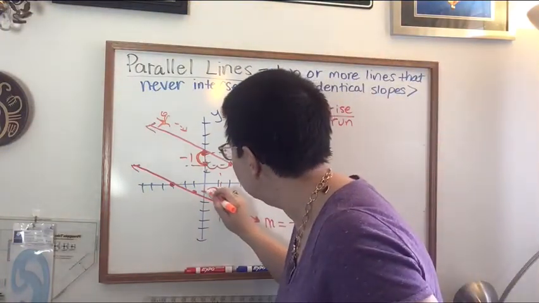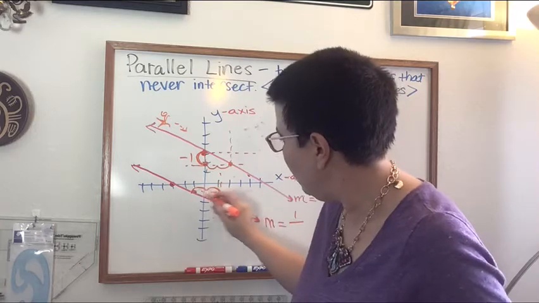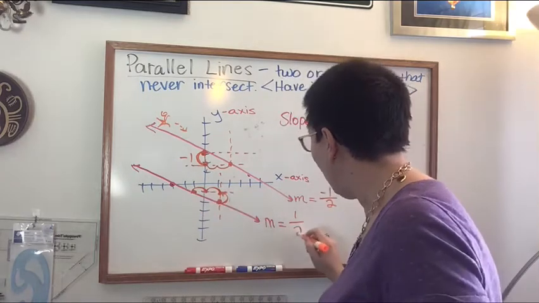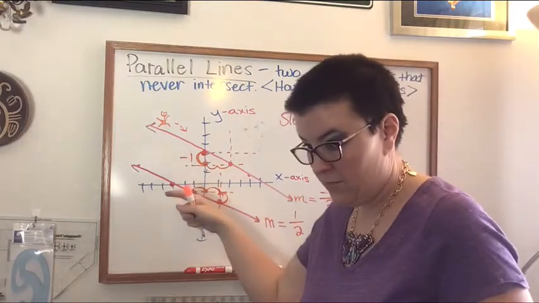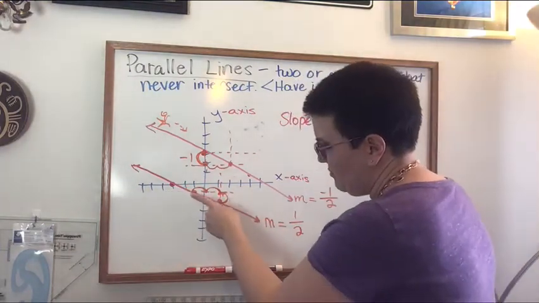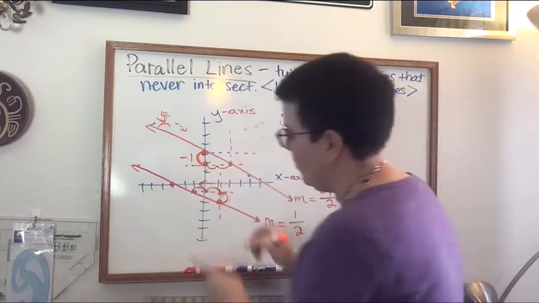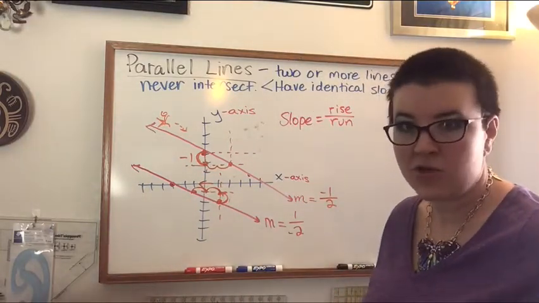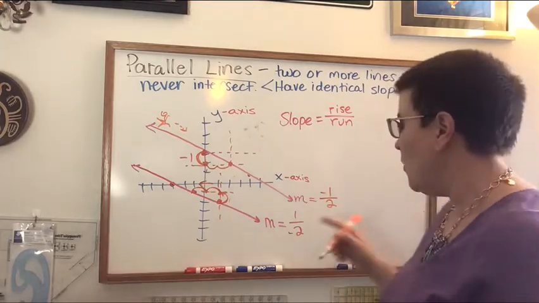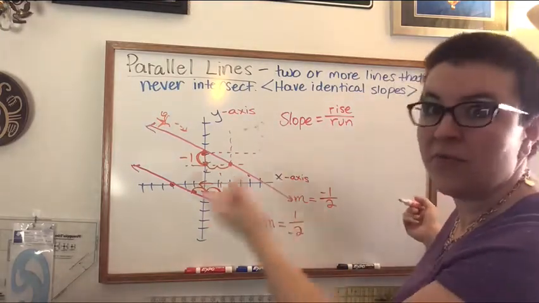Now, I'm going to go this direction. Here, how many did I go? 2. Did I go forward or backwards 2? Backwards. Backwards gives me a negative. Now, he doesn't know that as well because he's not used to the coordinate plane, but if you go to the right, you're going positive. If you go to the left, you're going negative.